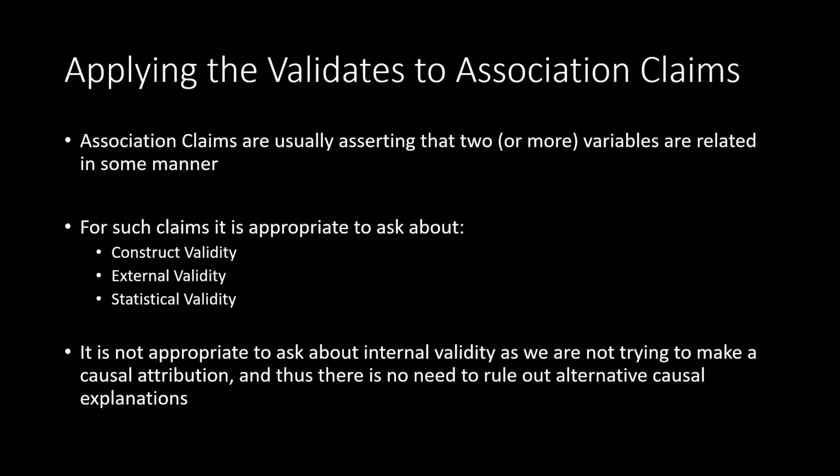Going on to association claims, this is very similar to the frequency claims, so please recall that association claims are usually about asserting that two or more variables are related in some manner, that is, there's a correlation between them or they covary. For such claims, it is also appropriate to ask about construct, external, and statistical validity. So construct validity again, right? How well did we measure the things that we're talking about?